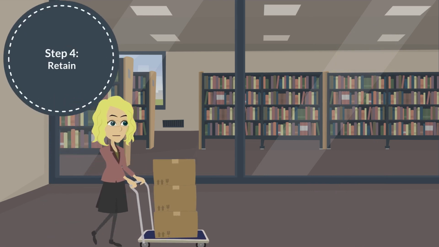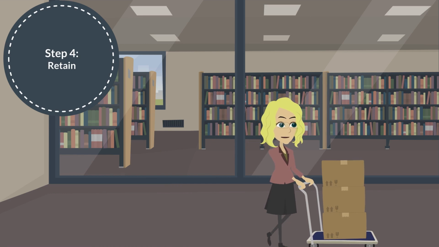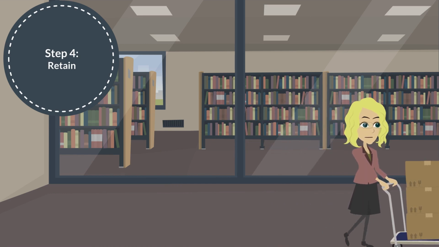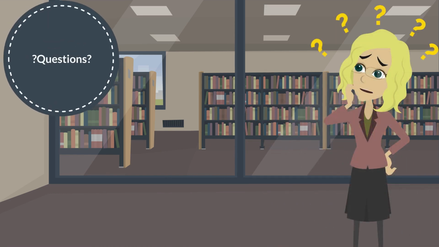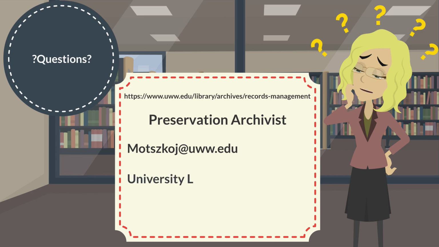Lastly, you can choose to retain the records. This could be permanently, or transferred to the campus archives. If you have any questions, please check the UW-Whitewater webpage, and then with further inquiries contact your preservation archivist.